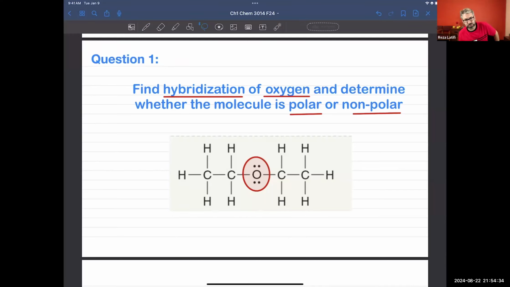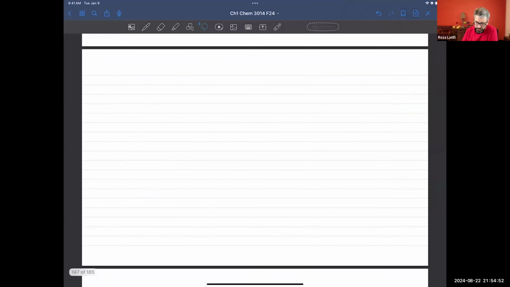Question 1 for this lecture. Question 1 says, what's going to be the hybridization of oxygen, and determine whether it's polar or non-polar. I'm going to do one example for you, and I will leave the question for you. So let's say you have such a molecule.